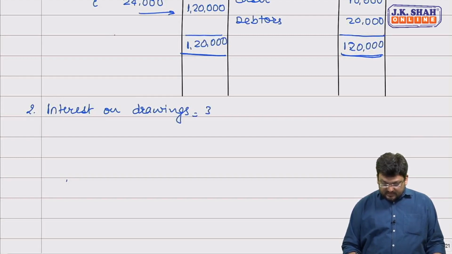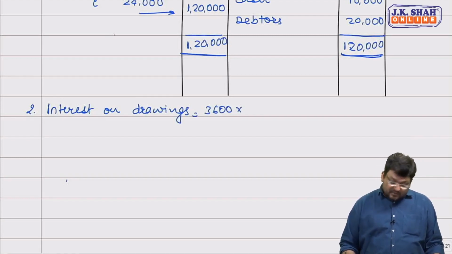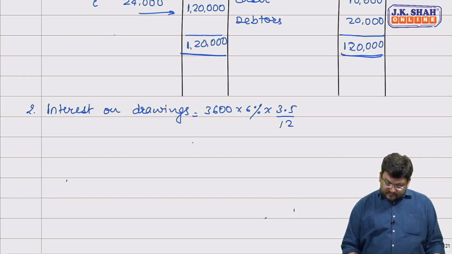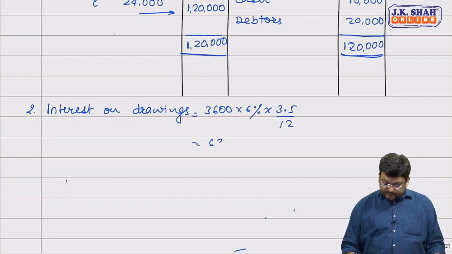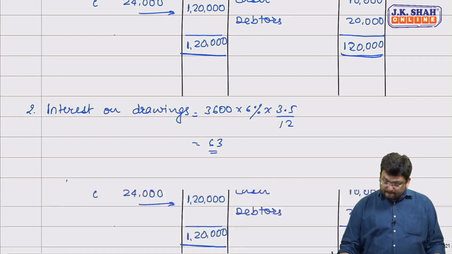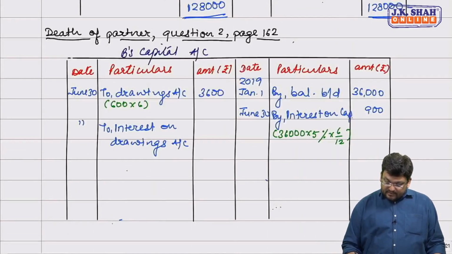On 3600, on total drawings, we are supposed to calculate interest at 6% for 3.5 months. On 3600, 6% for 3.5 months. So his interest on drawings comes to 63. Correct? Interest on drawings comes to 63.